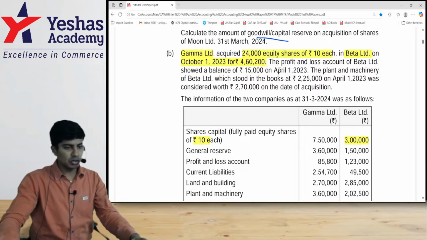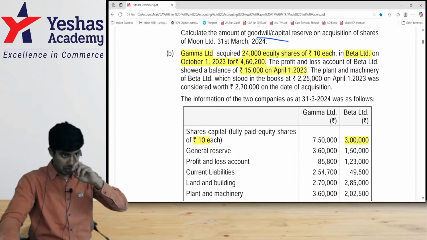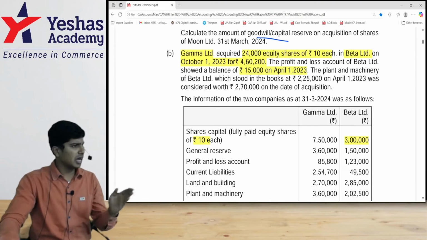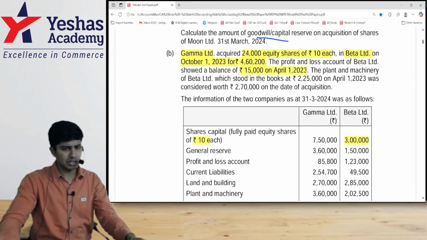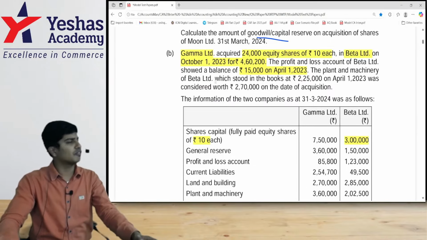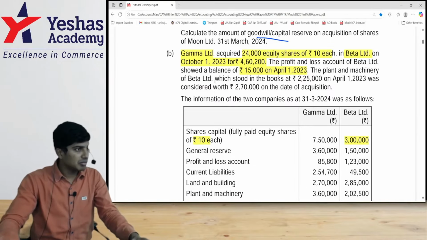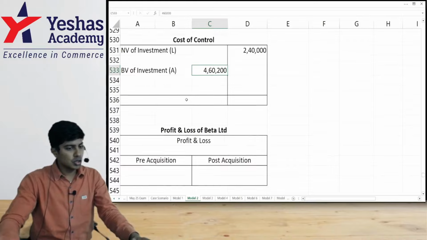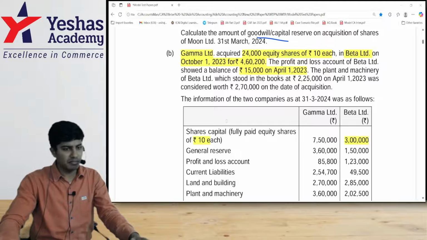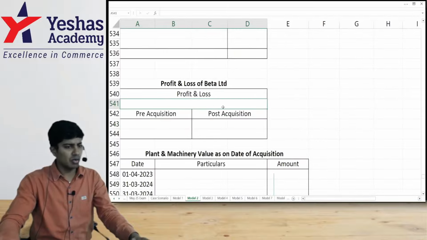The profit and loss account of Beta Limited showed a balance of 15,000 on 1st of April 2023. 1st of April is the beginning of the year, that is before we acquired. But how much was it showing? 15,000. Then the plant and machinery, maybe let's assume that 15,000 was there till 1st of October also. It was the same till 1st of October also. So can I assume in that pre-acquisition part, I would write it to be 15,000? However, let's see whatever is given later.